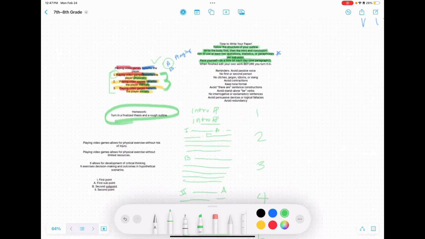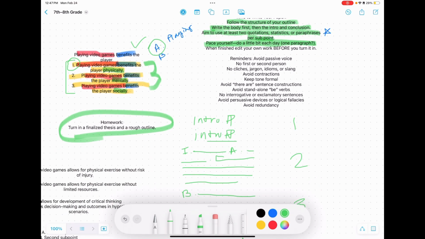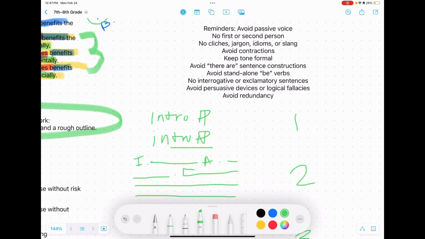Hopefully that helps you think about how to structure it. So when I say one paragraph a day, if you do one a weekday, it takes you about two weeks to write, and then give yourself the third week to polish, edit, and check your citations, okay? And then, of course, when finished, edit your work before you turn it in. What kinds of reminders do you need for this paper?